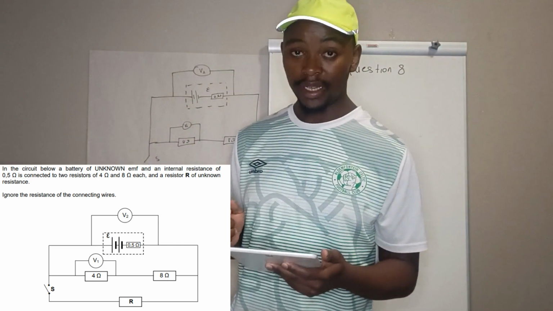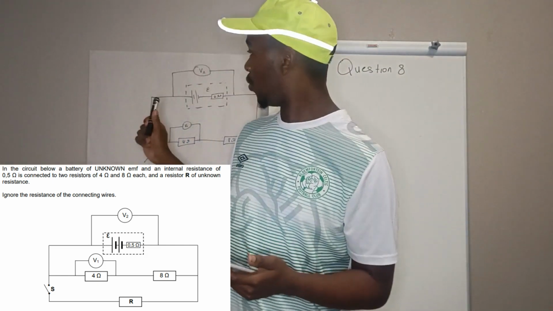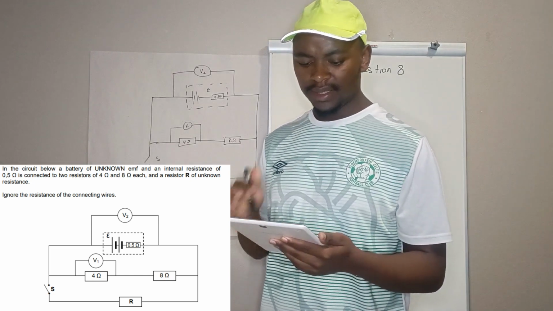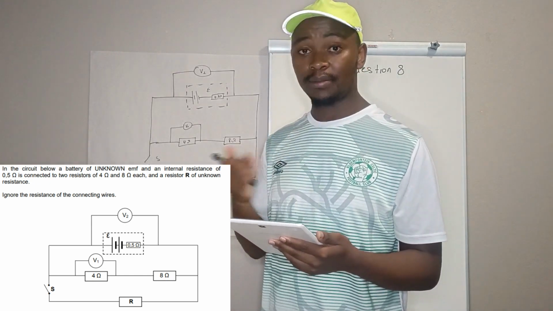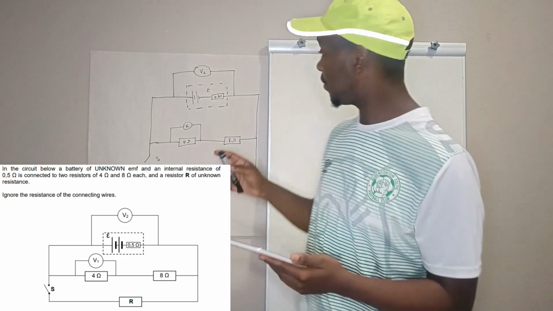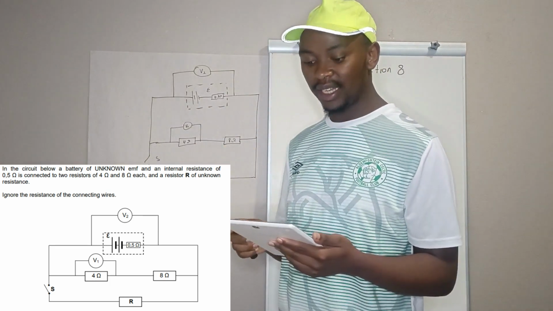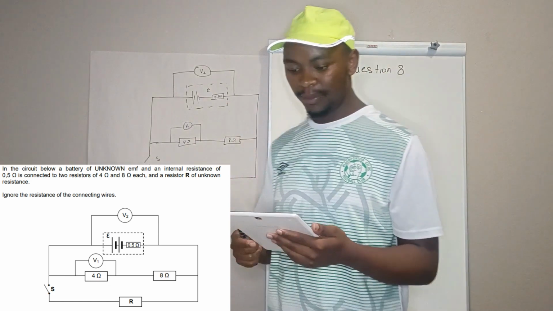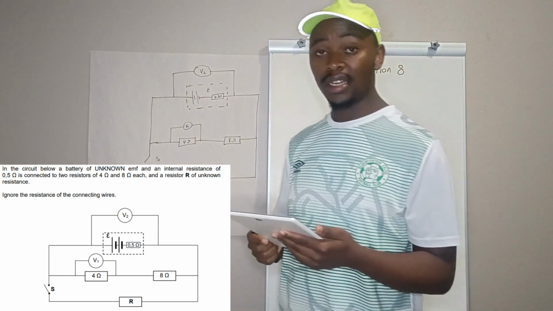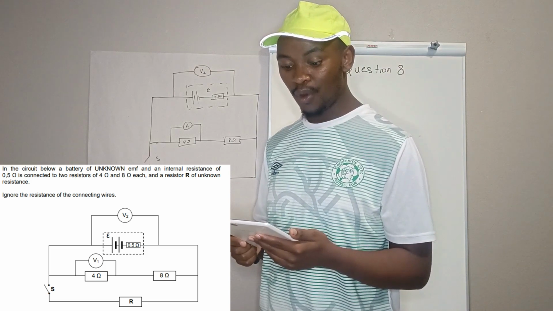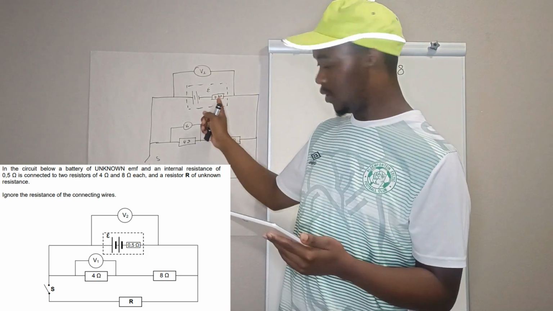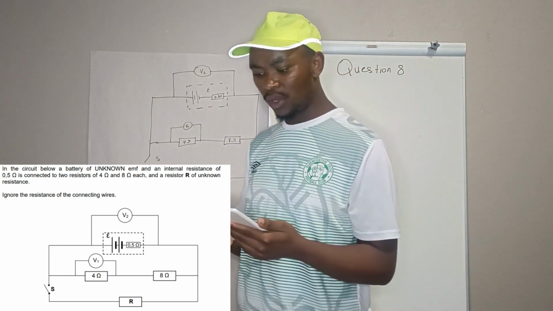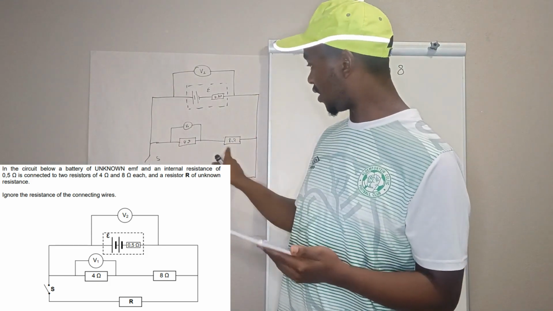Alright, so question number 8 reads as follows. We're given a diagram, a circuit diagram. Now they are saying that in the circuit below there is a battery. There is the battery. They are saying it has an unknown EMF. There is EMF, and then it also has an internal resistance of 0.5 ohms, which is connected to two resistors of 4 ohm and 8 ohms each. So these are the two resistors.